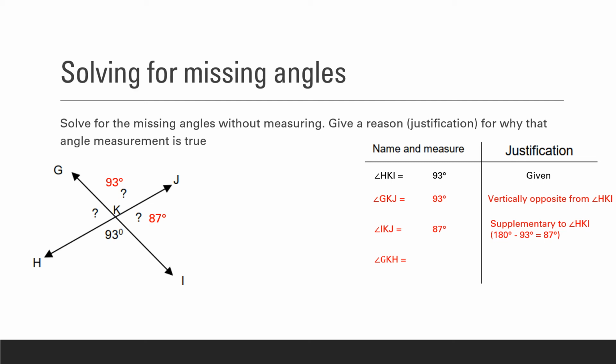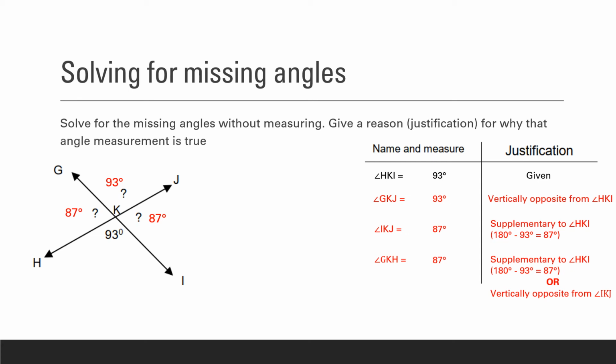And say that this one has to be 87 also because it's directly across from the one that we already know. So you can see how we found out one and then use that to find out the next. But there's another way that you could have done that as well. And the other way you could have done it is actually use supplementary angles, right?